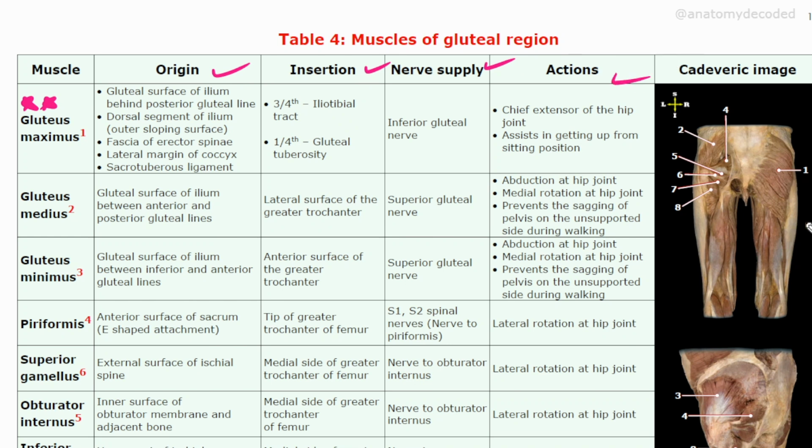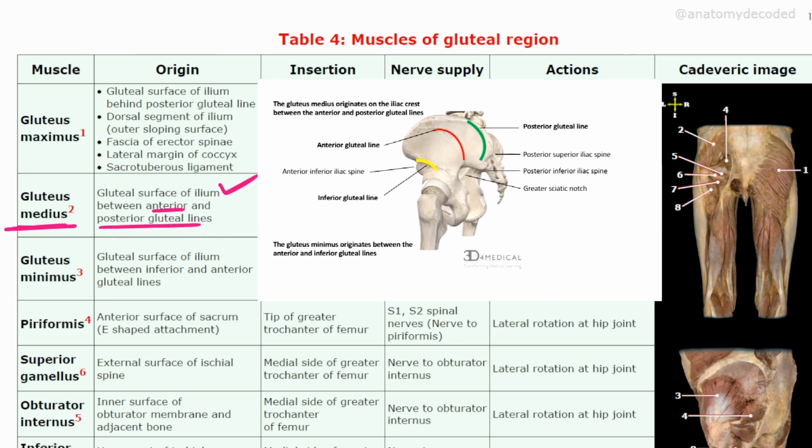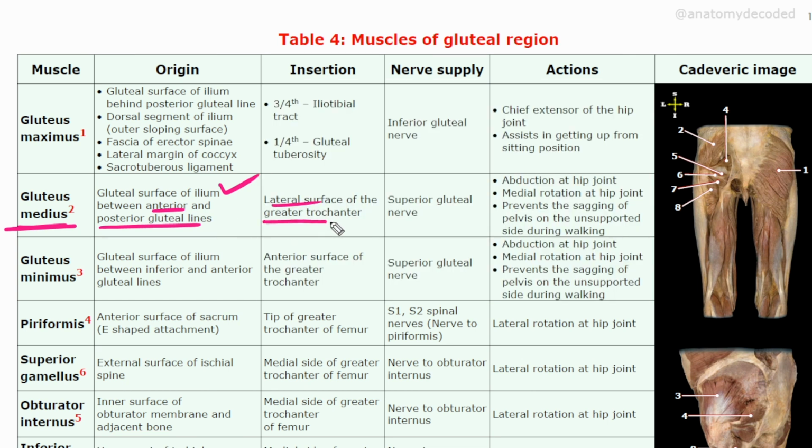The next muscle is gluteus medius, again arising from the gluteal surface of the ilium between the anterior and the posterior gluteal lines. Then insertion is on the lateral surface of the greater trochanter. Nerve supply here is the superior gluteal nerve. For gluteus maximus it was the inferior gluteal nerve. For gluteus medius as well as gluteus minimus, both are supplied by the superior gluteal nerve.